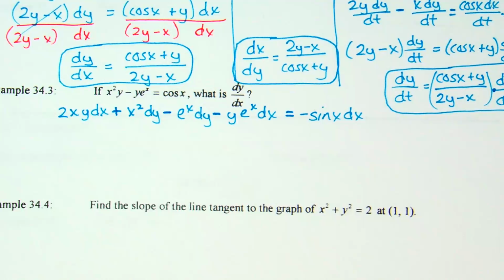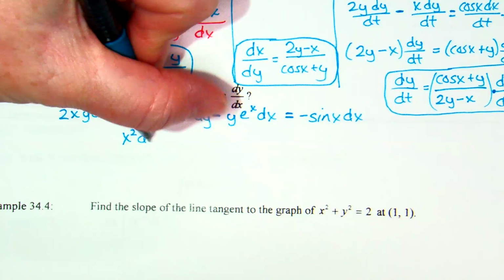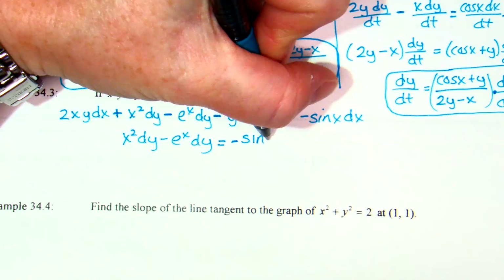I said y is on the left and x is on the right. Okay. dy is on the left, dx is on the right. Or flip-flop it if you prefer. But dy is on one side, dx is on the other side, right? So let's see. I'm going to keep x squared dy minus e to the x dy. Are there any other dy terms? No. Equals. On the right, I already have negative sine x dx.